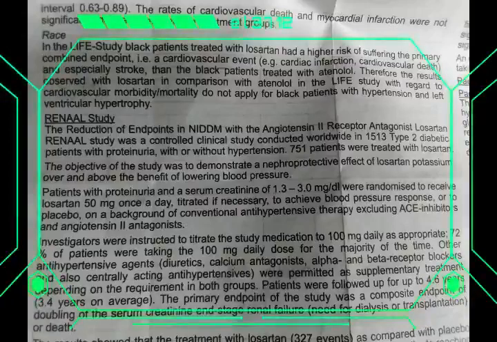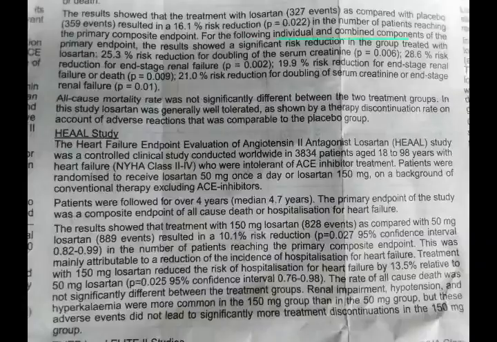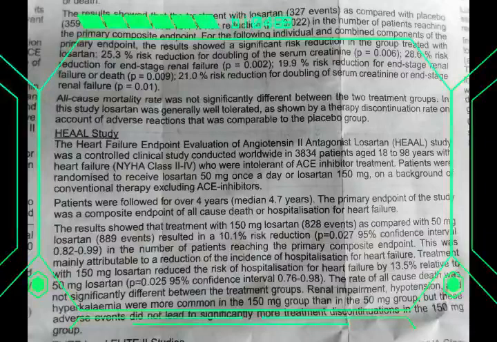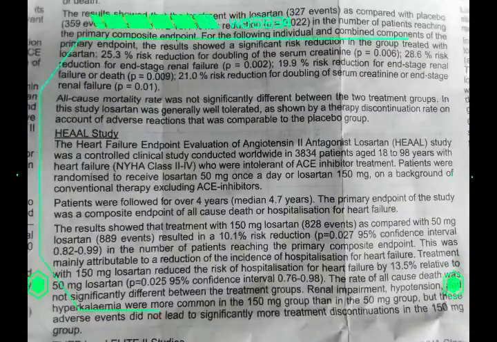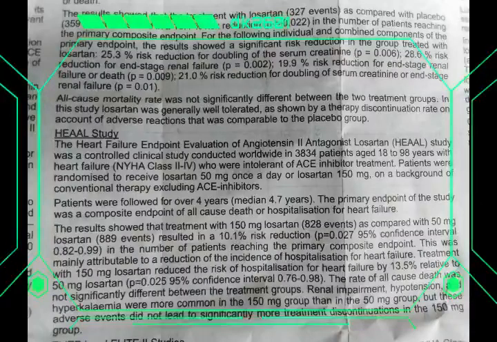Distribution. Both losartan and its active metabolite are highly bound, 99%, to plasma proteins, primarily albumin. The volume of distribution of losartan is 34 liters.